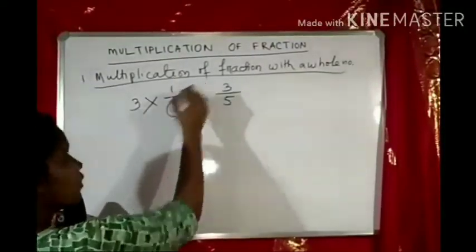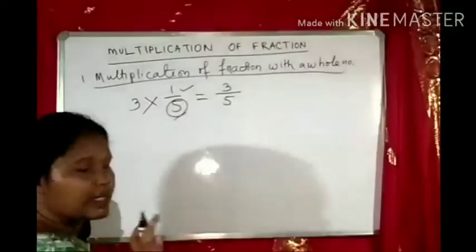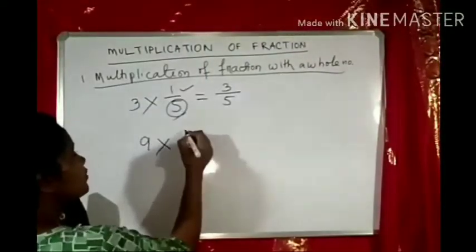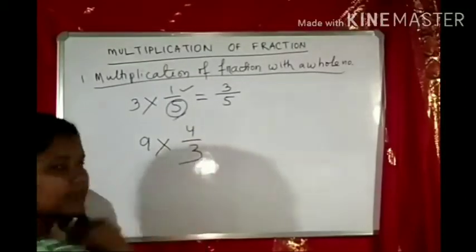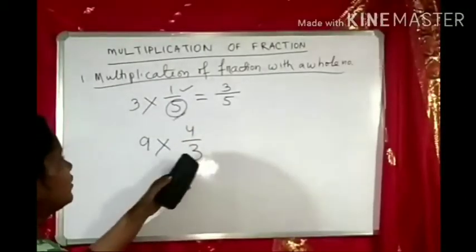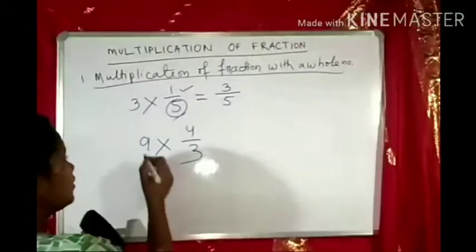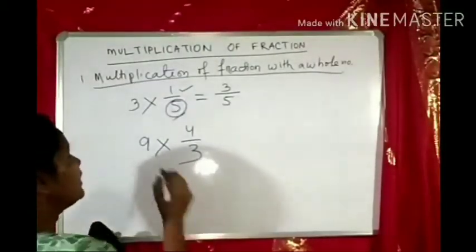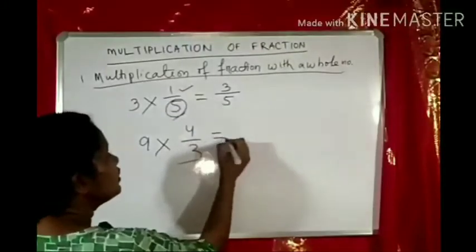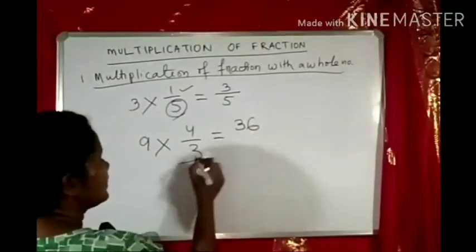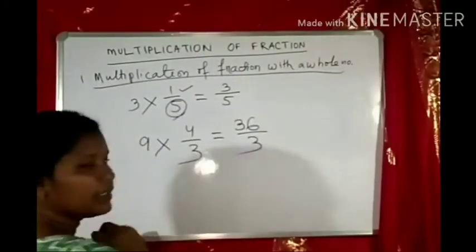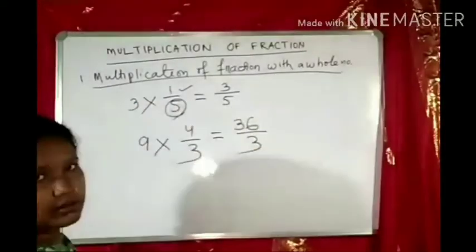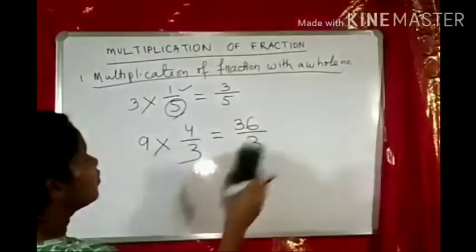This one is a proper fraction. Let's take the example of an improper fraction. 9 into 4 by 3. So 4 by 3 is an improper fraction. What we'll do? We'll multiply the numerator. 9 into 4, 9 fours are 36, and the denominator will remain the same. So this is about multiplication of a fraction with a whole number.